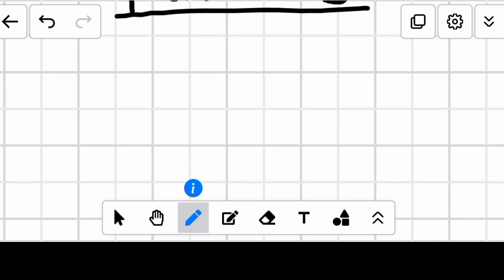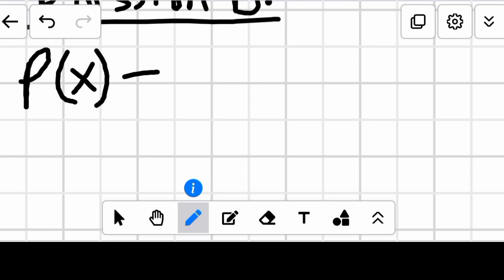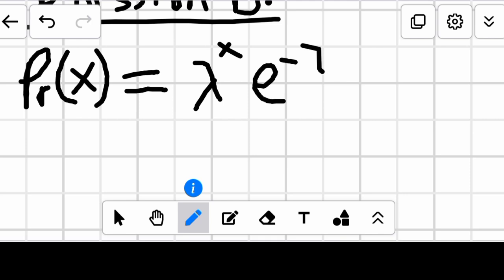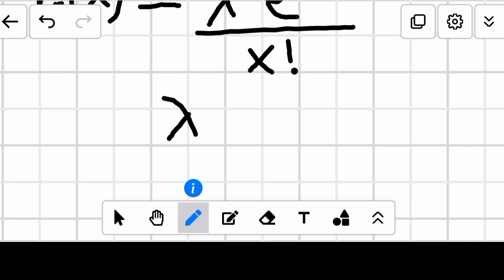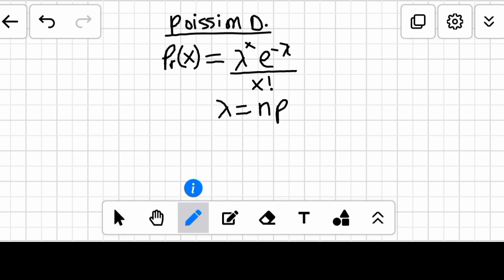So the Poisson distribution in that case would be this: the probability of X equals this raised to power X itself, multiplied by e raised to power minus this, all over X factorial. Okay, this is a factorial notation. So this is the formula for Poisson distribution, and this is called the number of trials times the probability of success. Now, this is applicable when the number of trials is very large and the probability of success is low.